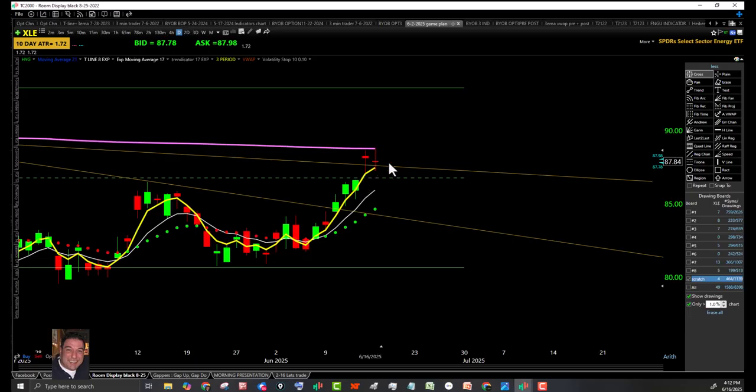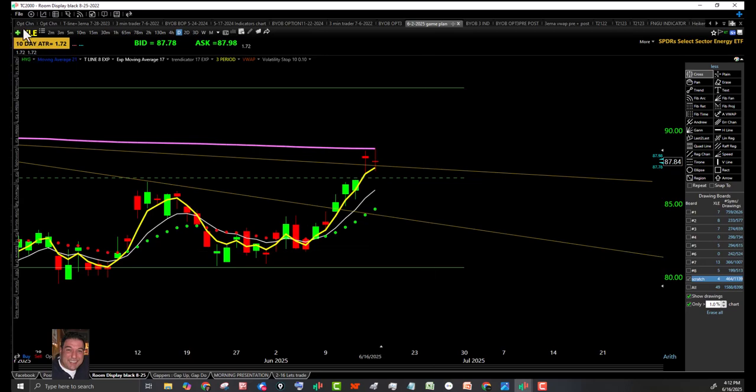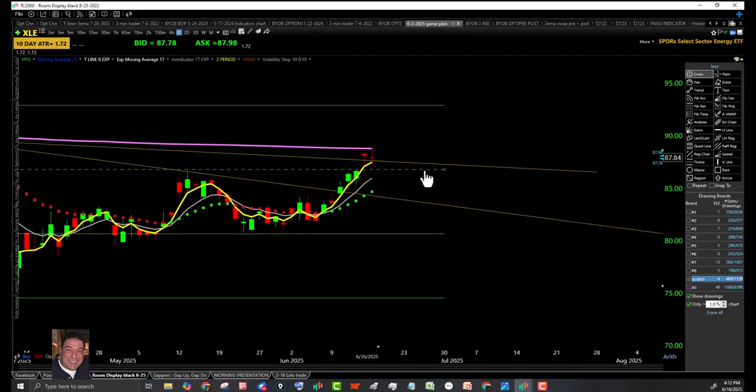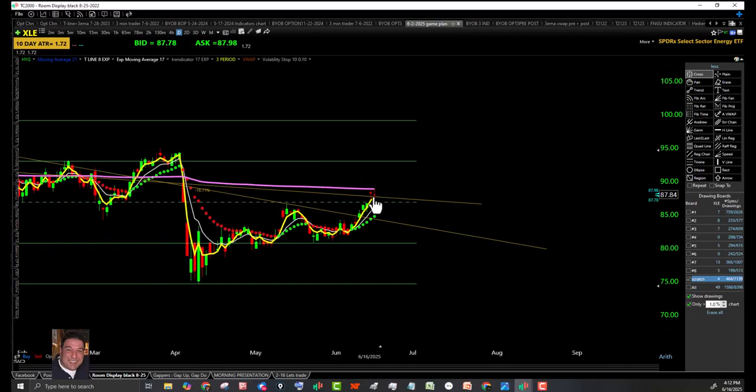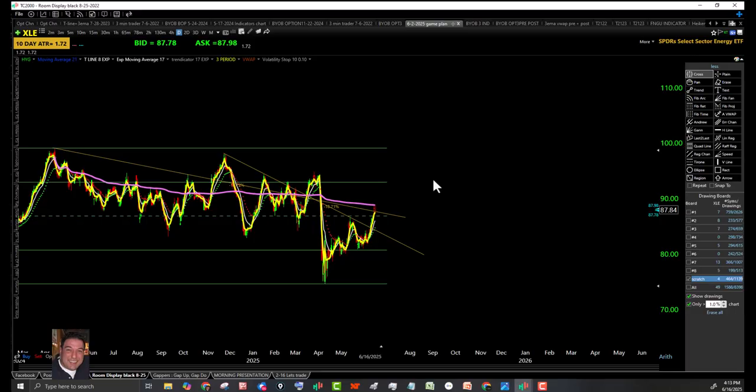All right, now we need it to hold the higher ground. All right, so it needs to stay up there. Okay, I don't want to see it pull back and make an equal low right back here. Okay, so XLE is looking good up over the midpoint. All right, so that's XLE. That's in an uptrend, and it's acting bullish. It's just not there yet. Not in the upper third, and not over that all-time high anchored VWAP.